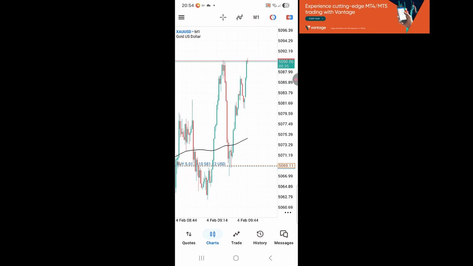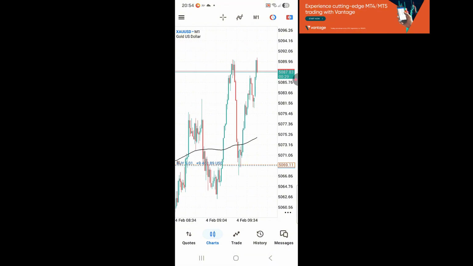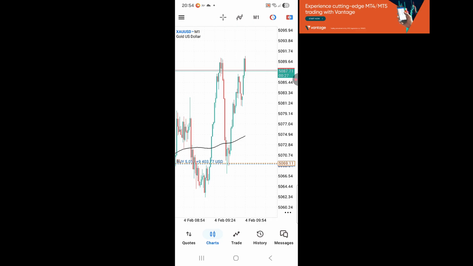I'm thinking if I should leave it to run, or just close it out at this point. I think I'm probably going to take it. We'll just see if it goes back up to that high.